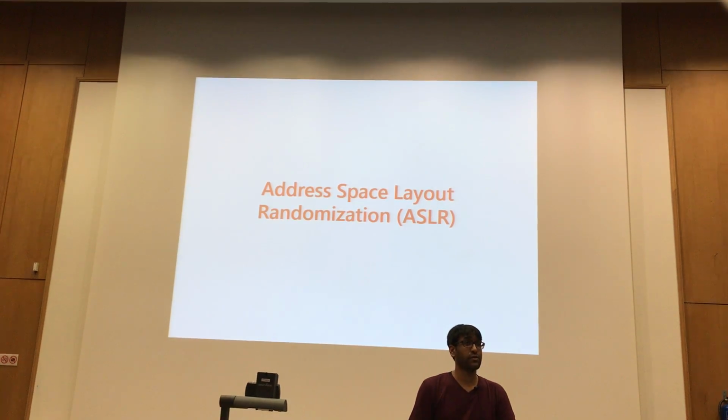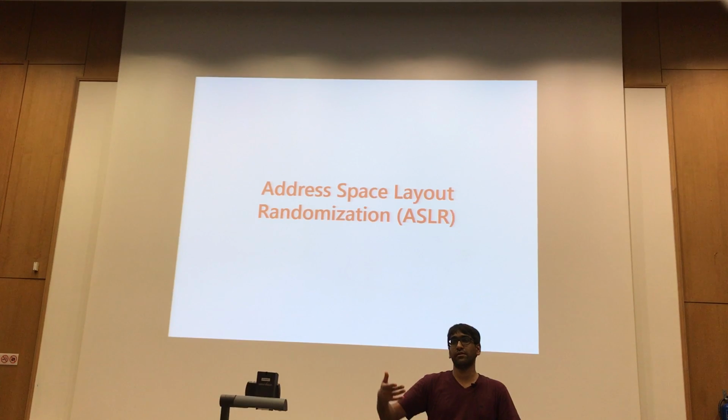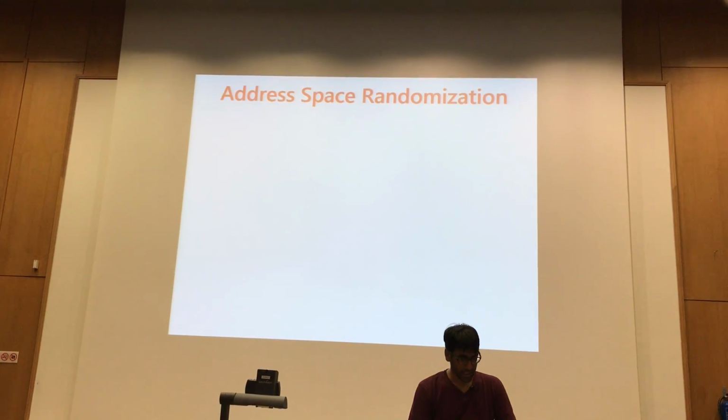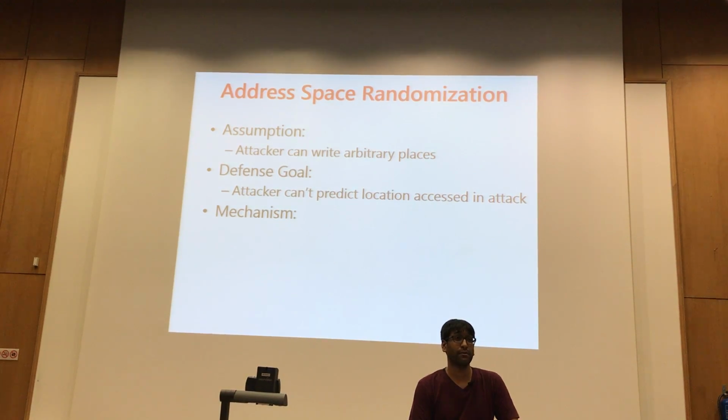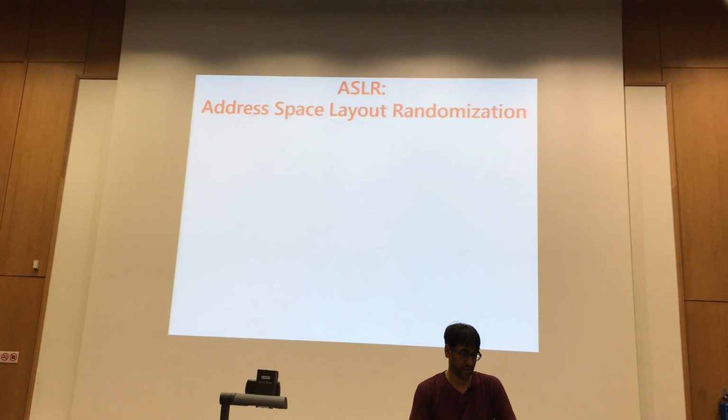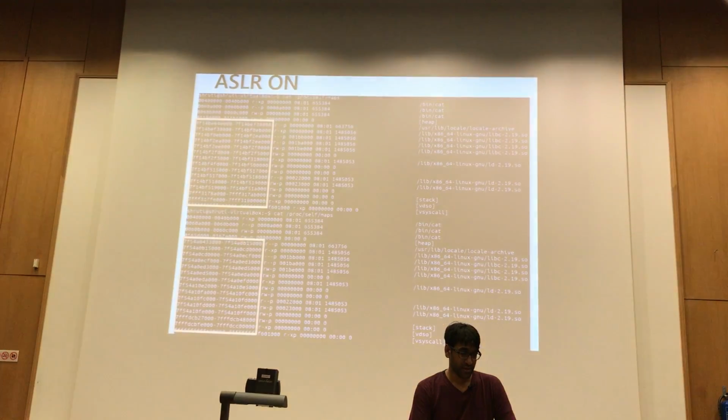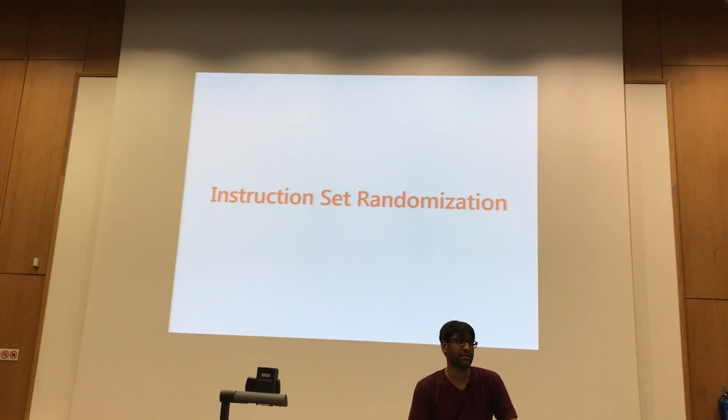Okay, so what next? Another very useful defense is address space randomization. The idea is that the base address of every segment in memory is going to be relocated randomly by an offset every time. That's pretty much it. As long as it has sufficient entropy, the attacker can't guess.